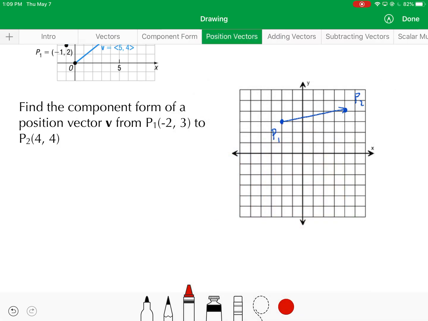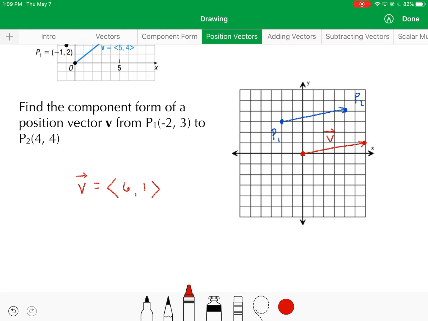Okay, so I'm going to say that vector v, the position vector that we're about to create, should have a horizontal component of 6, vertical component of 1. And then to graph that position vector, we just have to place our initial point at the origin, move 6 units to the right, and 1 unit up. Here's our position vector.